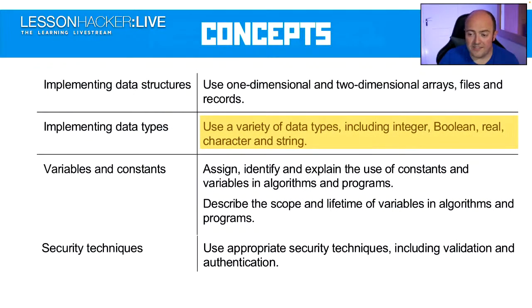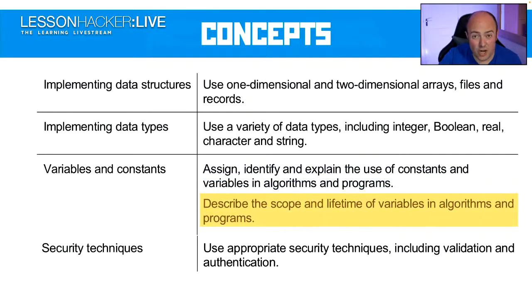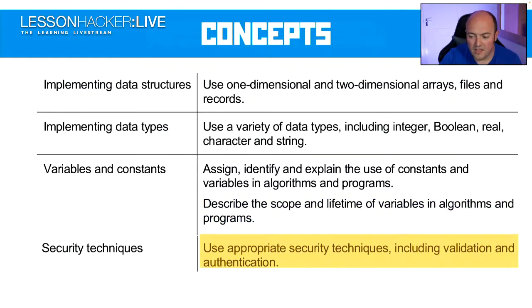Of course, you have to use a variety of data types, including integer, whole numbers, real numbers, decimal numbers, Boolean, yes or no, true or false values, characters, individual letters, and strings, collections of letters, sentences, words. You need to be able to do variables and spot the difference between a variable and a constant. There is very little difference between a variable and a constant. A variable can change in the program and a constant doesn't. We've done scope, we've done lifetime. They'll normally do that with a global and a local variable.